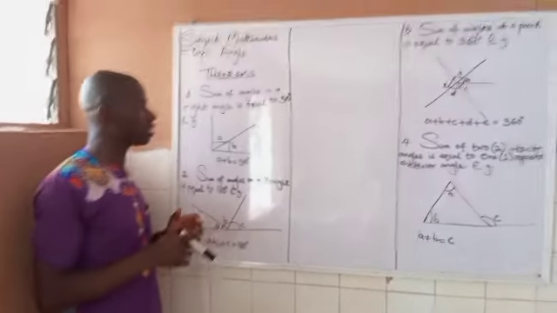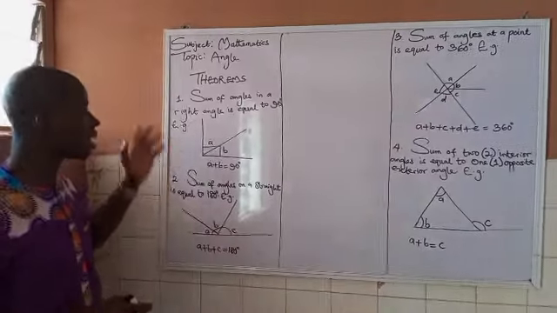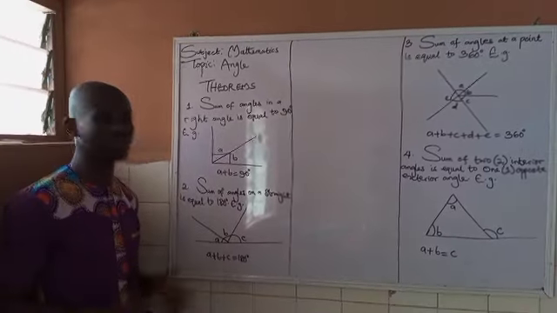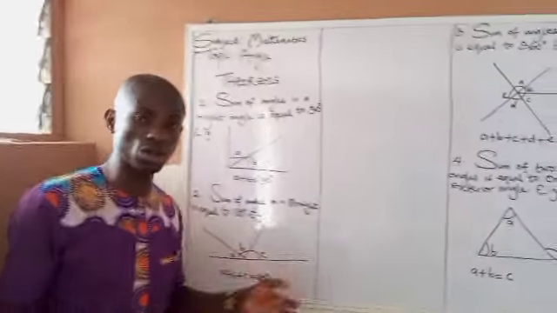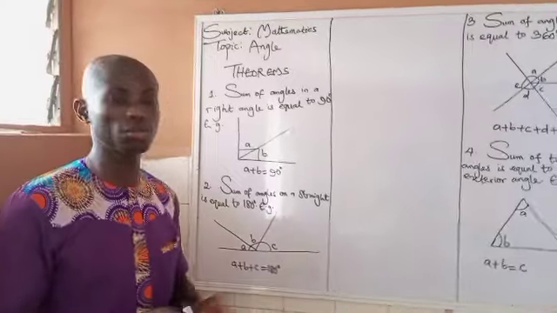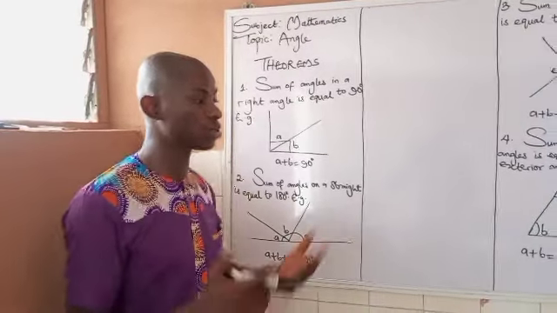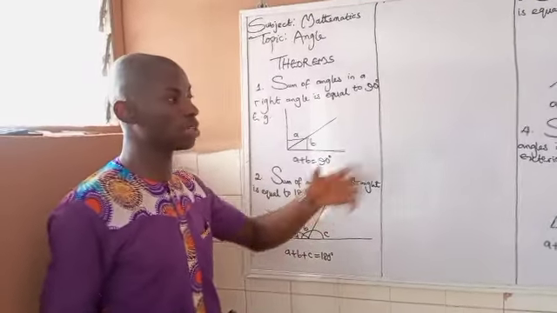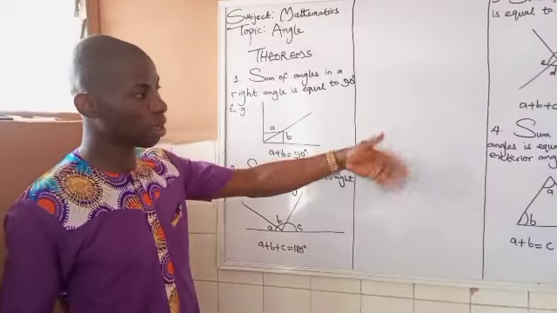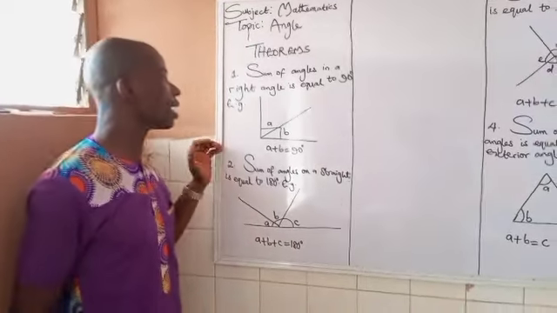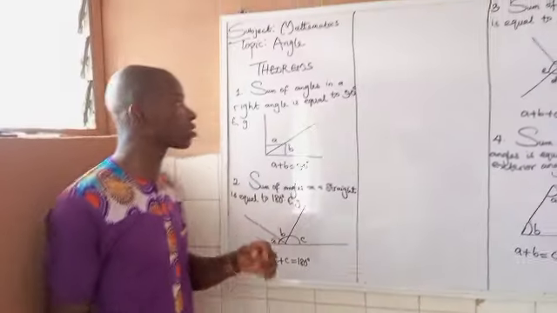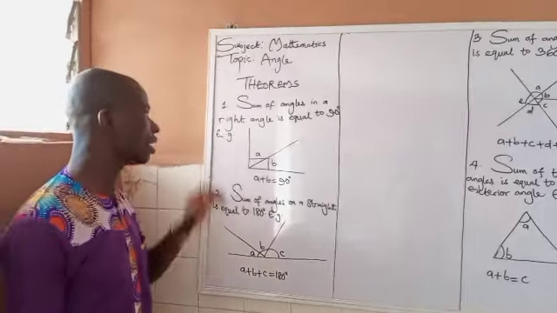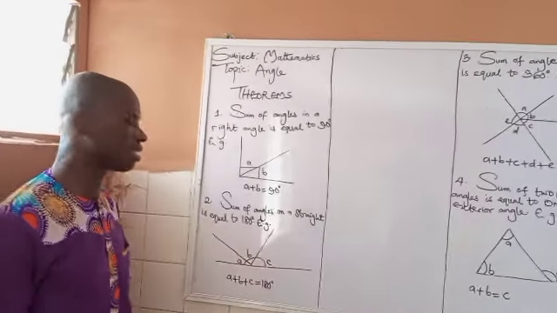Now it is theorem of angle. Now look at the board. We have a lot of theorems, but I just want to make 4 conspicuous to us. As we move on, by the time we see some questions, I'll be introducing some things to us. But the 4 major ones that you need to know are already on the board. Now, let's move. The first one I'm going to make clear to you is what I call sum of angles in a right angle is equal to 90 degrees.